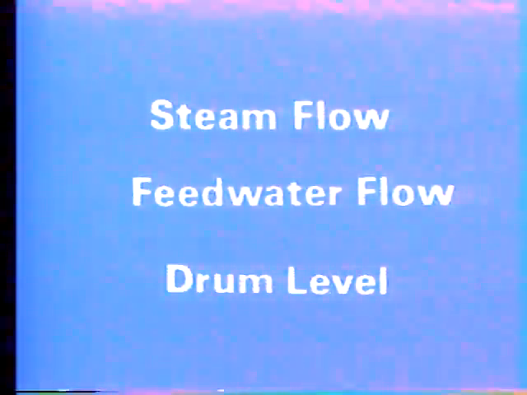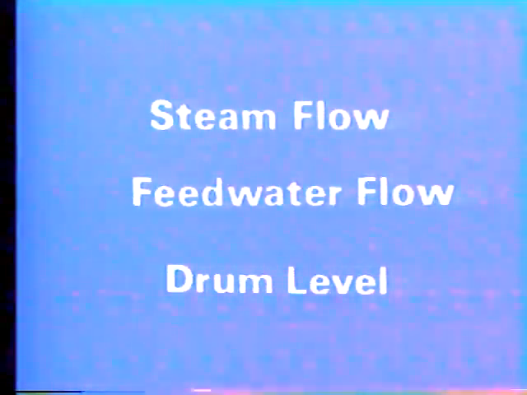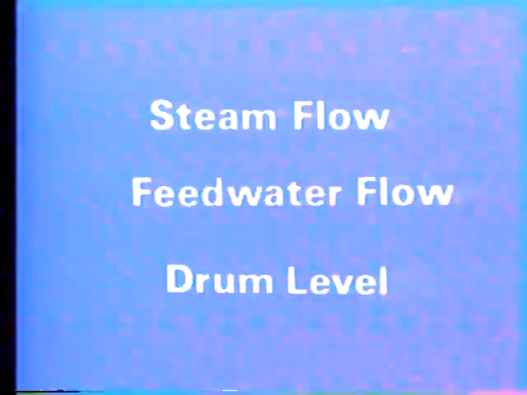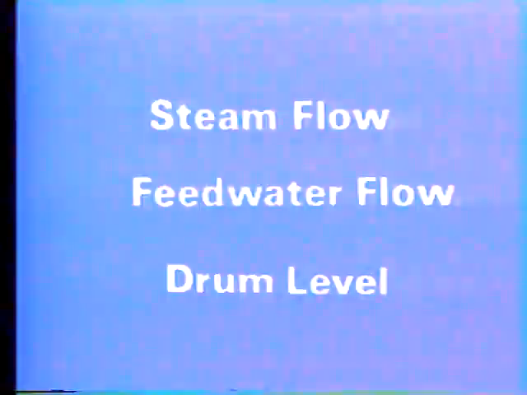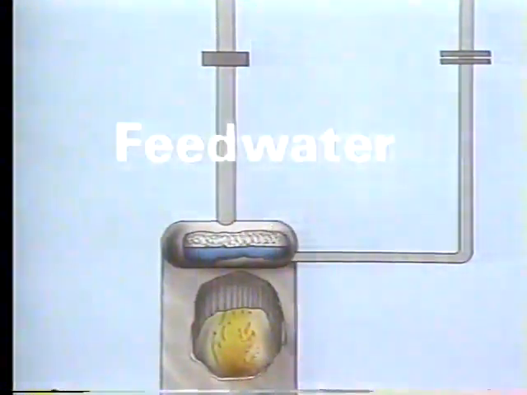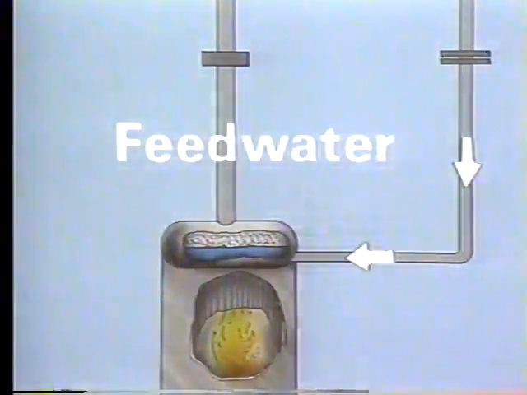However, other three-element control systems may use different process variables. We can see how these three variables work together by looking at an illustration of the process. This illustration represents a boiler. As we've learned, the heat produced by the combustion of air and fuel in the furnace turns the water into steam. The water, which is commonly called feed water, enters the drum through this pipe.